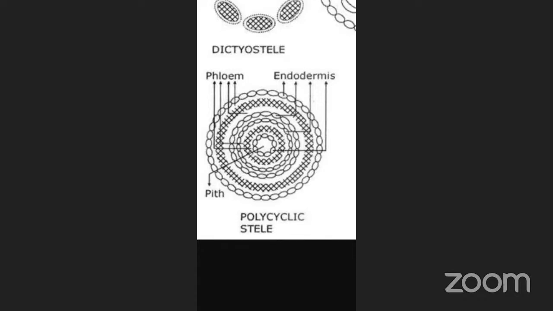Polycyclic stele is found in Pteridium. There are three in Matonia, even four in Pteris. So in Pteridium the outer cylinder is the dictyostele, having several meristeles in the stele with two leaf gaps.